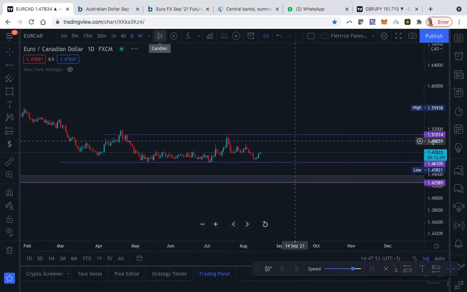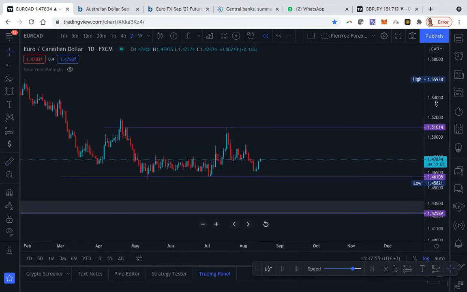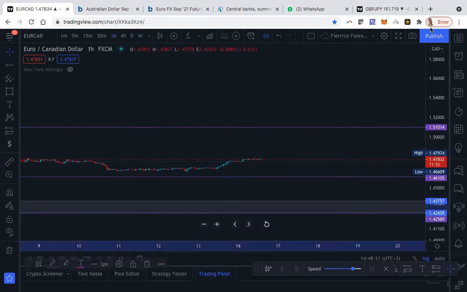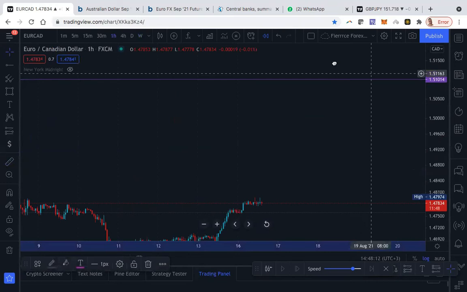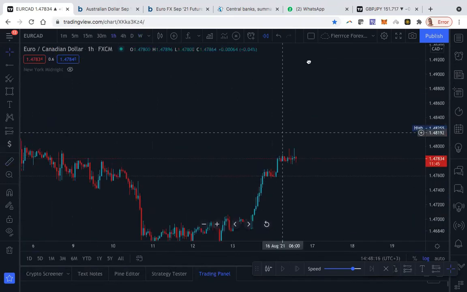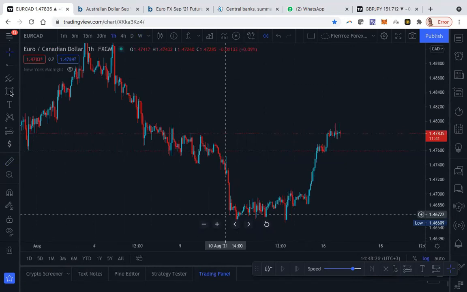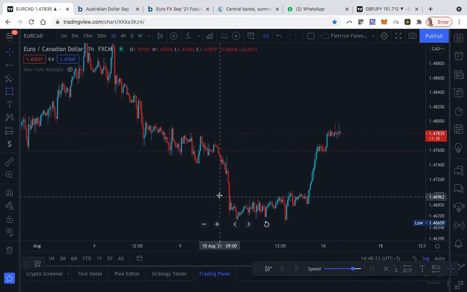In the meantime, before we get there, I feel like we need to push up to the 1.51014 level. Let me just go to the 1 hour. Let's see what the 1 hour is saying. So we can see there was a really long level of accumulation down here.